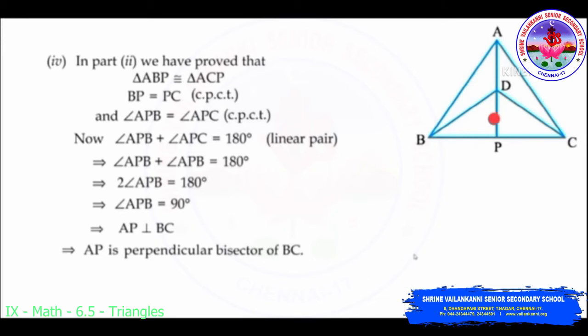Angle ABP and angle APC is equivalent to 180 degrees, but already we know from the previous step that angle ABP is equal to angle APC. So substituting APC as APB, we get 2 times APB is equal to 180, which implies angle ABP is equal to 90 degrees. Hence I proved that AP is a perpendicular bisector of BC.